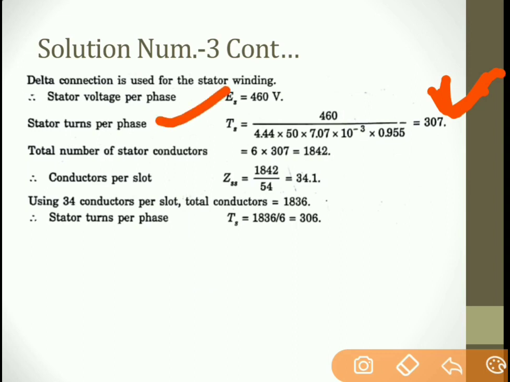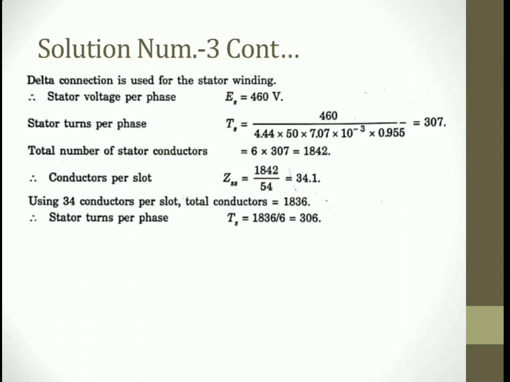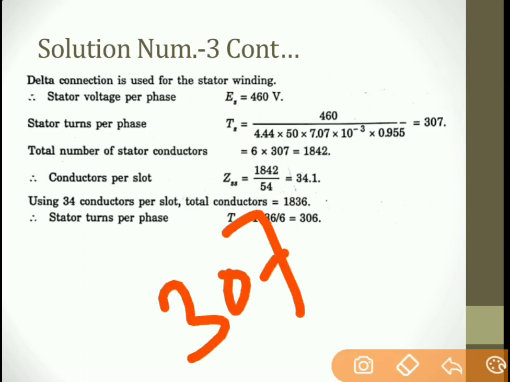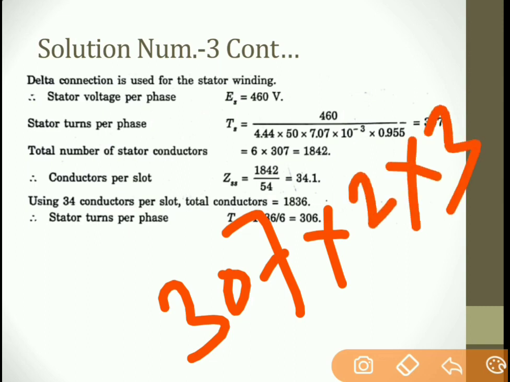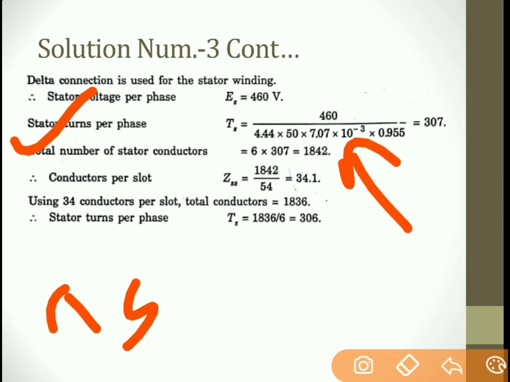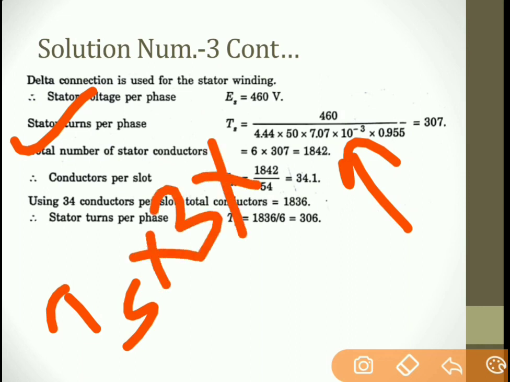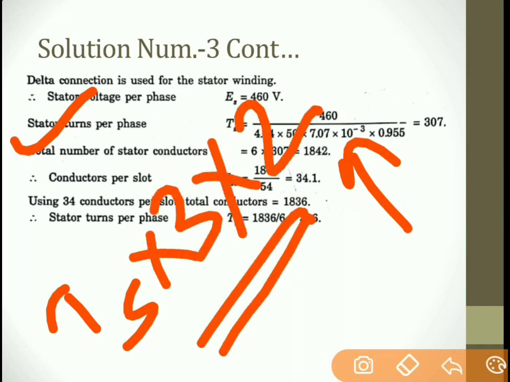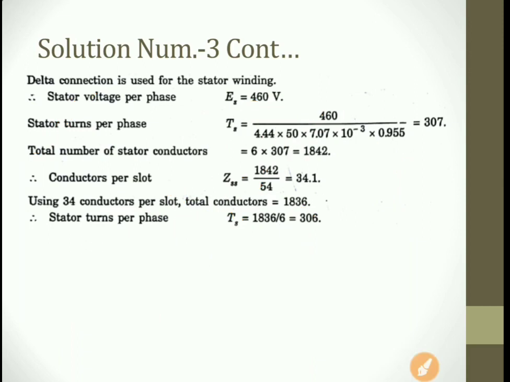Hence the total number of stator conductors. Again, we know that if I got the value of turns as 307, each turn has 2 conductors and there are 3 phases. So this multiplication comes to be 1842. 1842 is the total number of stator conductors. How have I calculated it? From turns per phase, multiplied by phases, multiplied by 2 conductors per turn. That comes to be 1842.